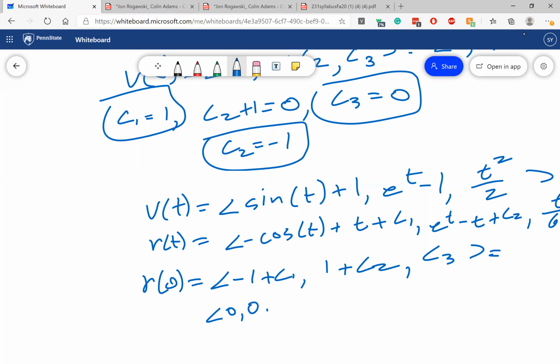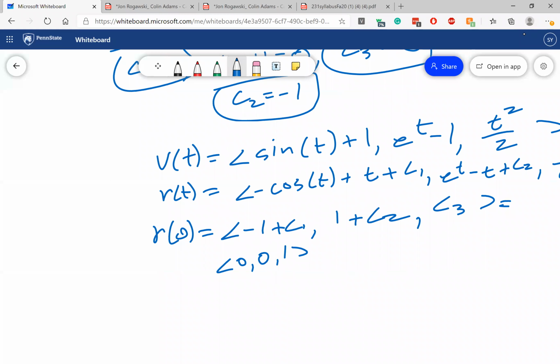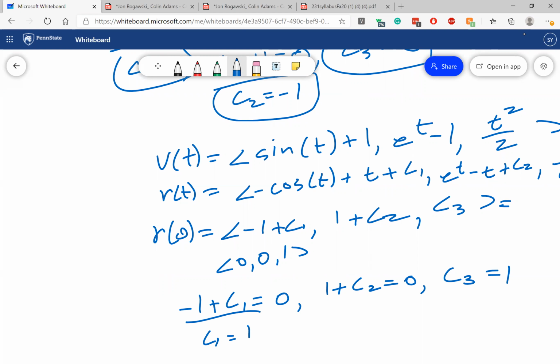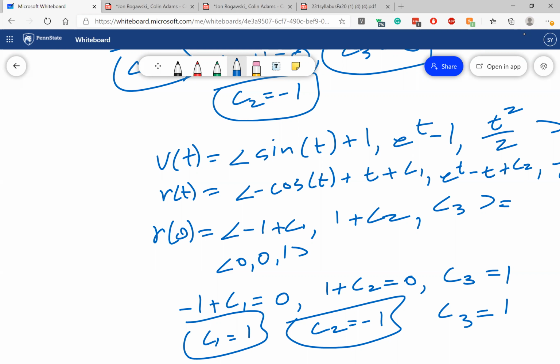So this thing is going to be equal to 0, 0, 1. So that would tell us that negative 1 plus c1 is equal to 0, 1 plus c2 is equal to 0, and c3 is equal to 1. So this tells us c1 is equal to 1, c2 is equal to negative 1, c3 is equal to 1.